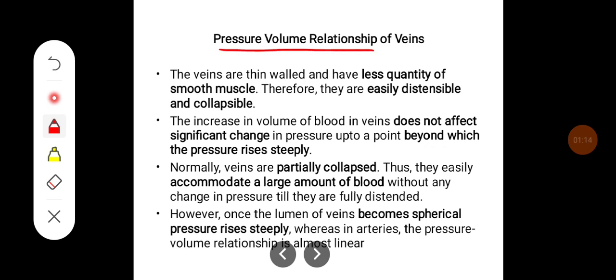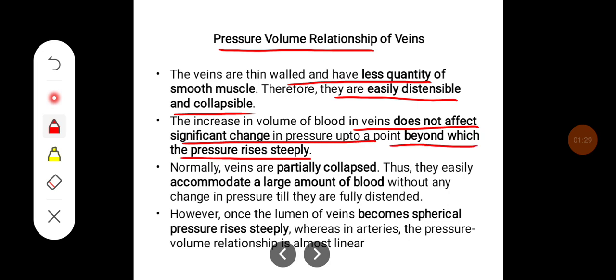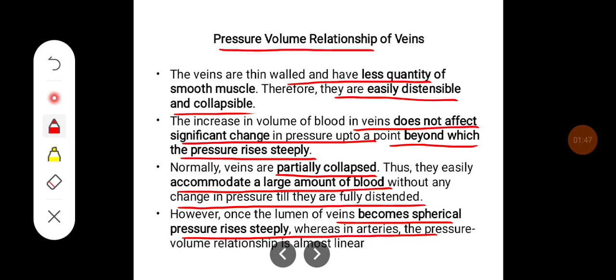Pressure-volume relationship of veins. The veins are thin-walled and have less quantity of smooth muscle. Therefore, they are easily distensible and collapsible. The increase in the volume of blood in veins does not affect significant change in the pressure up to a point beyond which the pressure rises steeply. Normally, veins are partially collapsed. Thus, they easily accommodate a large amount of blood without any change in the pressure till they are fully distended. However, once the lumen of the vein becomes spherical, the pressure rises steeply, whereas in arteries, the pressure-volume relationship is almost linear.